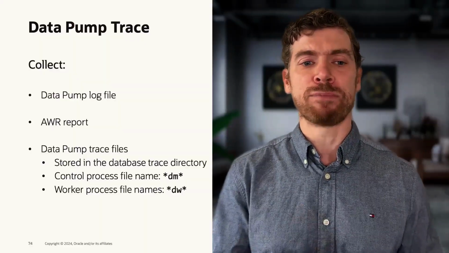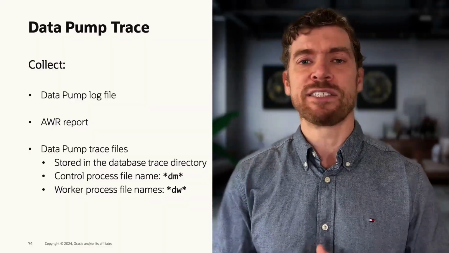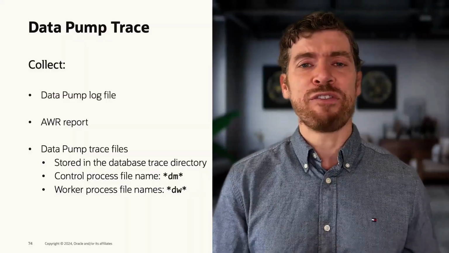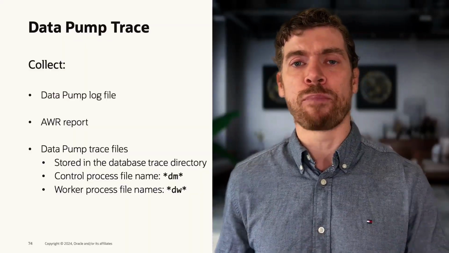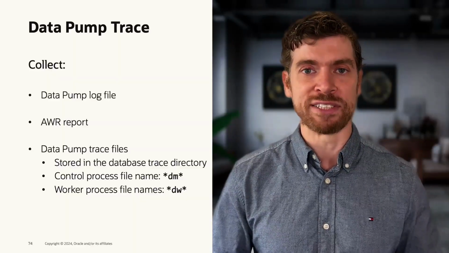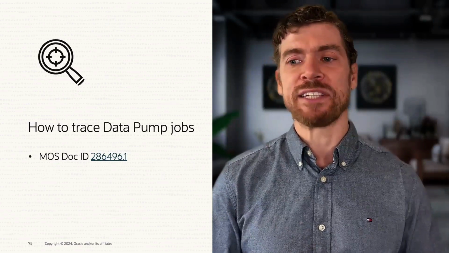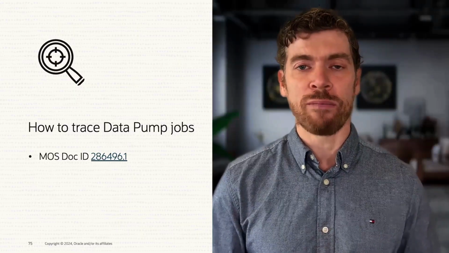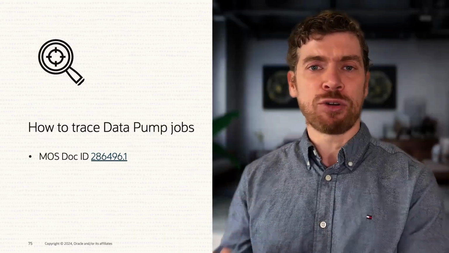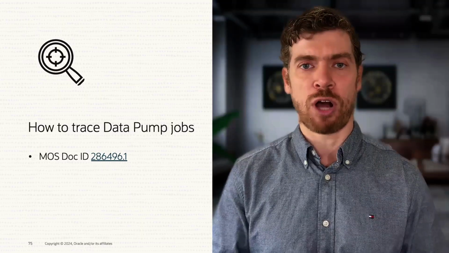And finally, Data Pump trace files. We can enable Data Pump tracing, and we will see how in a few slides. With this tracing, we will have in the trace files everything that happened in the controller and worker processes in much more detail. And usually this is for support when it's requested. We also have this doc ID, 286496.1, where we explain in detail what the trace parameter is that you can provide to Data Pump and what it changes during the execution of a Data Pump job.